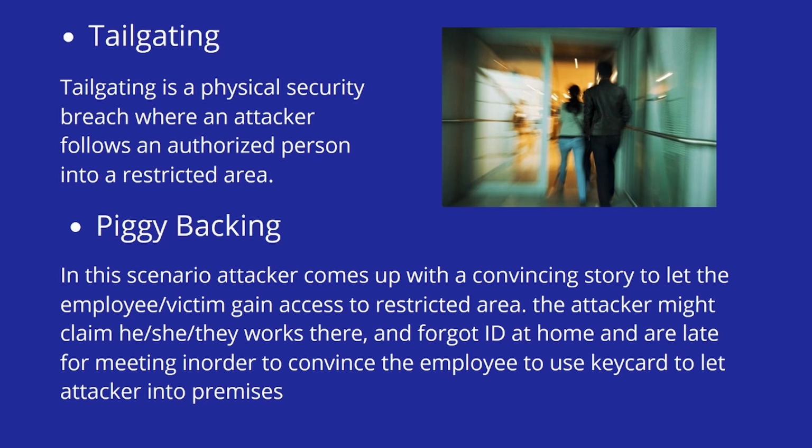Tailgating. Tailgating is a physical security breach where an attacker follows an authorized person into a restricted area. The attacker isn't supposed to be in that restricted area. So instead, he will quietly follow the authorized person into the restricted area. Piggybacking. It's also a physical security breach. In this scenario, the attacker comes up with a convincing story to gain access to a restricted area. The attacker might claim that they work at the company and forgot the ID at home and they are late for an important meeting, in order to convince the employee at the restricted area to allow them to use their keycard to let the attacker into the premises.